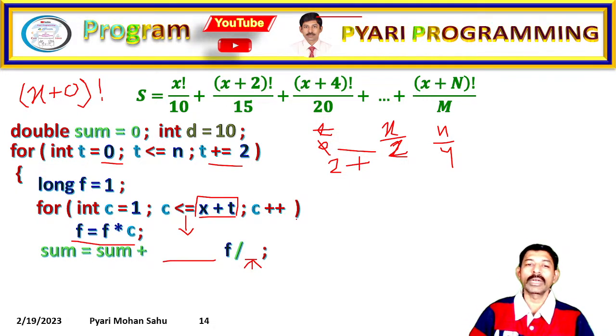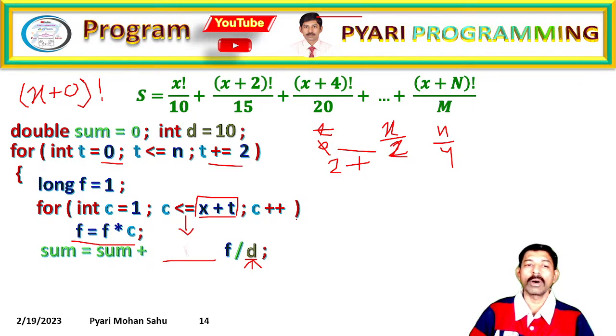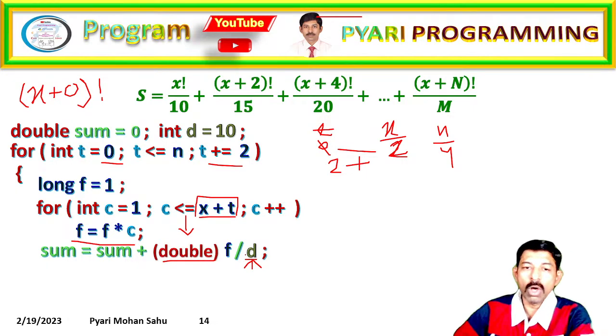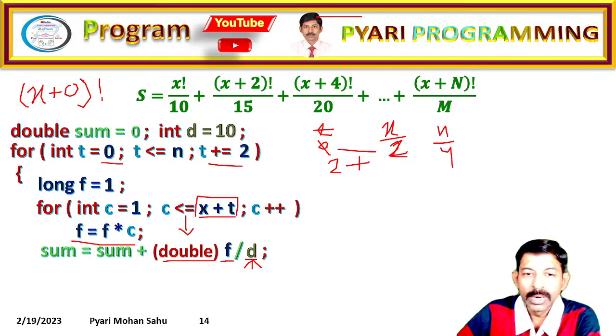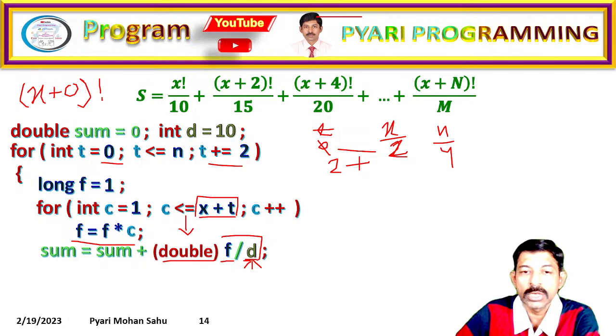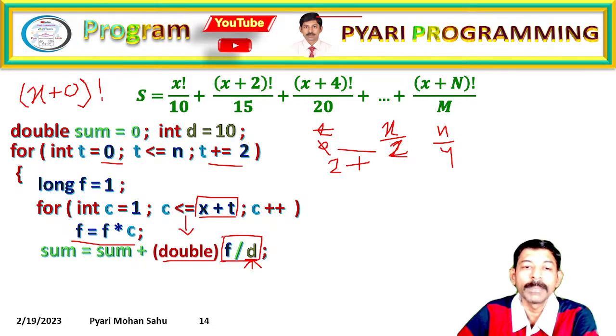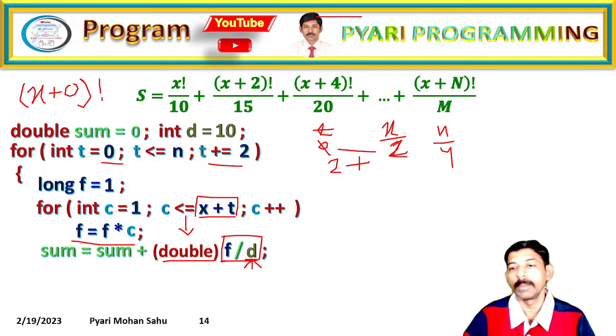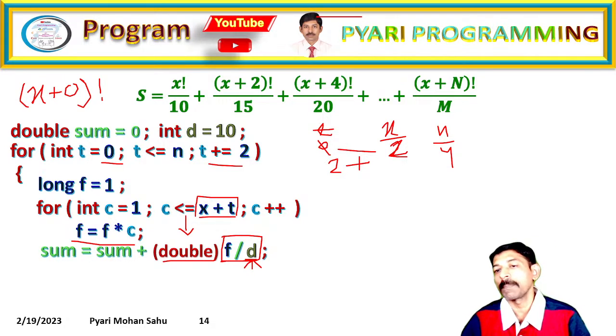Now we have to type cast it into double because long, this is long. f is your long and d is your integer. Now long divided by integer, result is long. Now long data is there, that means the fractional part will not be available. It will remove the fractional part.